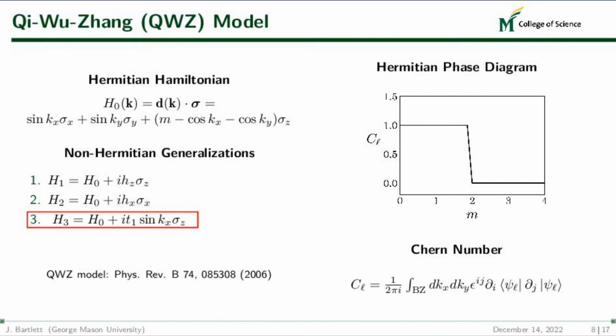So i t1 sine of kx sigma z. So what this is doing is introducing an asymmetric hopping in the x direction. So you can think about it as hopping to the right is decreased, and hopping to the left is increased.